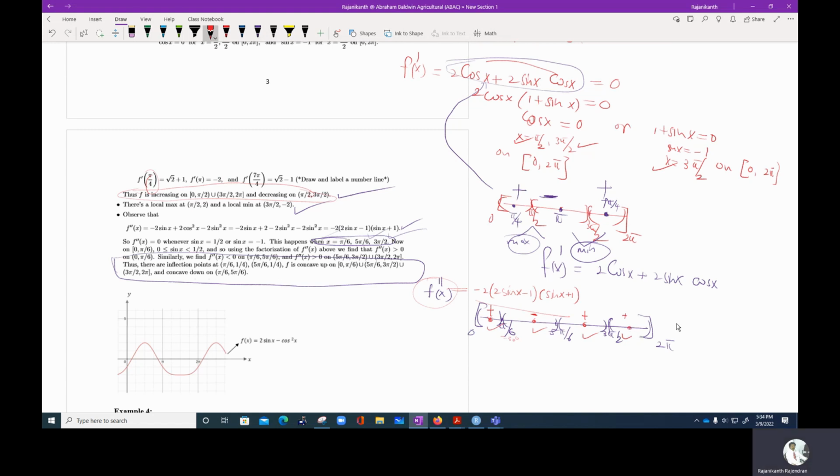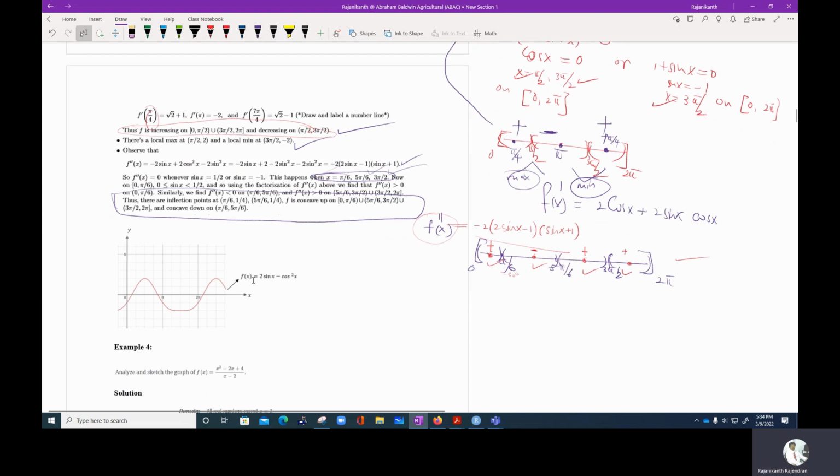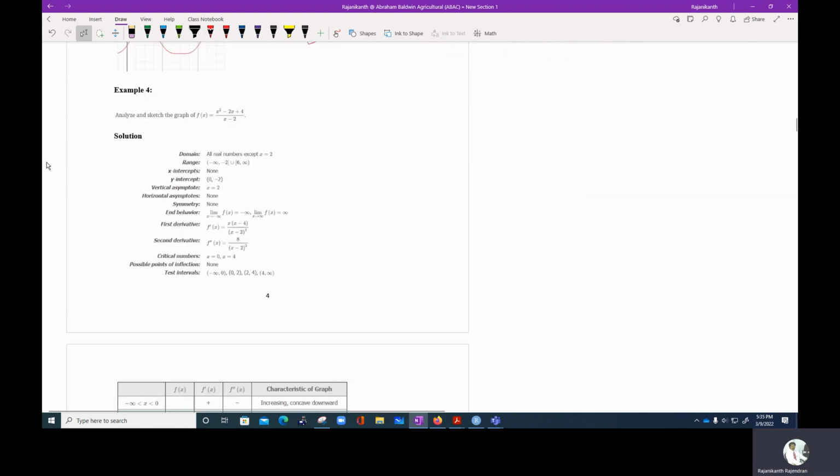Okay, so this is the picture. Then this will tell you the story. After that, combine everything and draw the plot. Now I'm leaving example 4. You could try and check whether you understand these things.